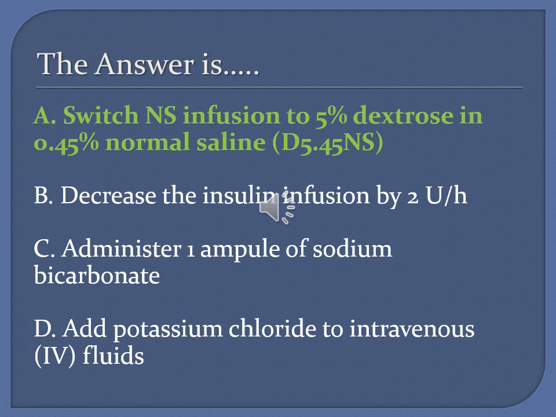Glucose levels should not be lowered more than 100 milligrams per deciliter per hour. And in 3 hours, it has decreased from 475 to 277, or 227, sorry. So B would not be correct therapy. This patient may have required sodium bicarb, but it does not require any more now because the acidosis is resolving. And again, adding potassium would be contraindicated because the level is within a normal range.